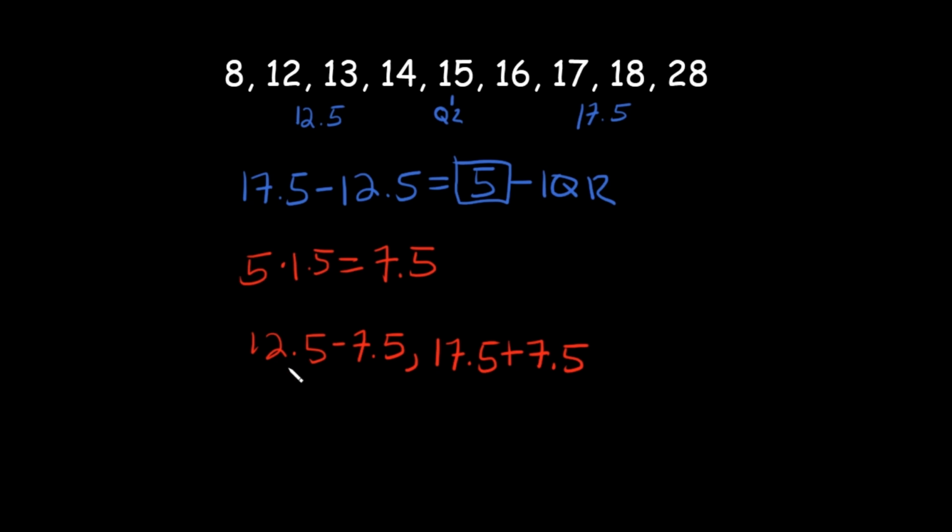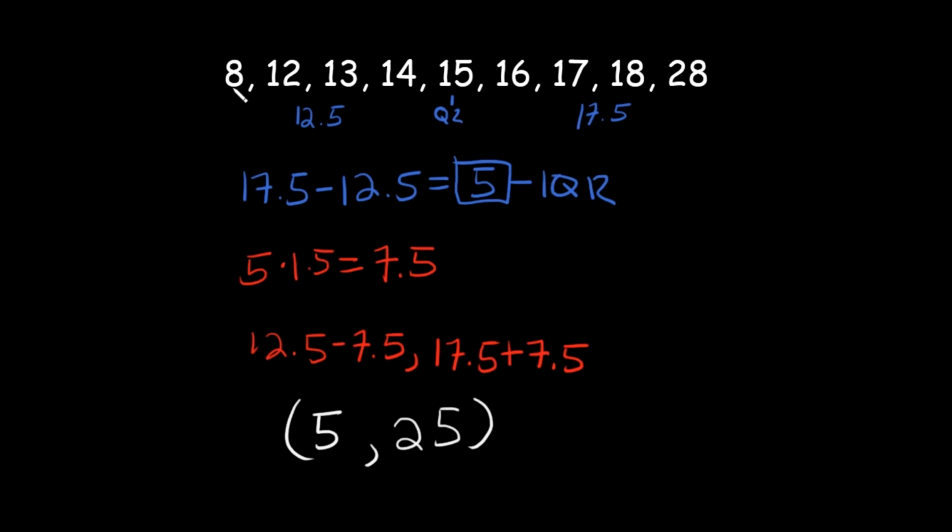So let's figure out what these are. Let's see. 12.5 minus 7.5. Well, we can just say 12 minus 7, which gives us 5. And I'll write this range in white. So 5 to, let's see, we can just make this 18 plus 7, which would give us 25. So our range of all numbers that are not outliers is going to be 5 to 25.